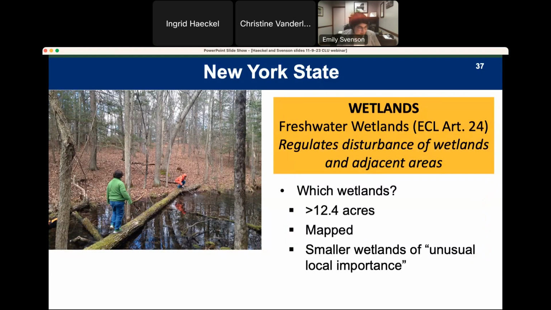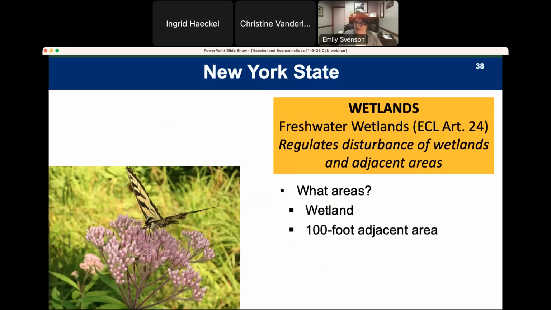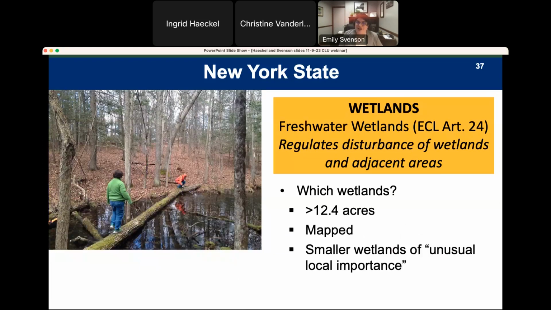So moving on to New York State regulation of wetlands. Wetlands are regulated through the Freshwater Wetlands Act. And New York State at the moment regulates wetlands that are 12.4 acres or larger based on regulatory maps that they have established. So for a wetland to be regulated, it has to be 12.4 acres or larger, and it has to be identified on the state regulatory maps. Occasionally, smaller wetlands of unusual local importance can also be regulated. I'm not going to dwell on this because it's changing, as we're going to get to in a moment.